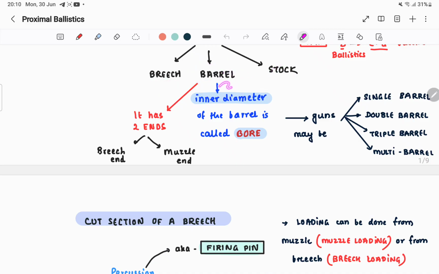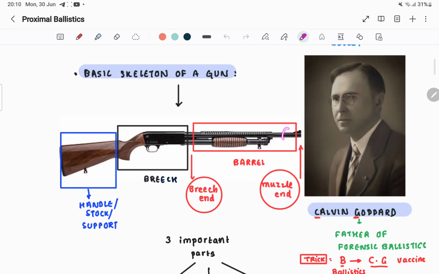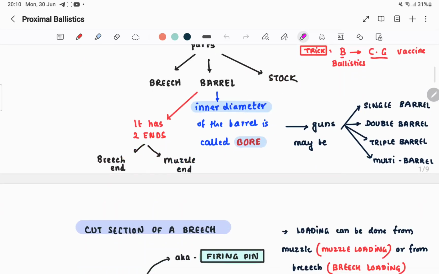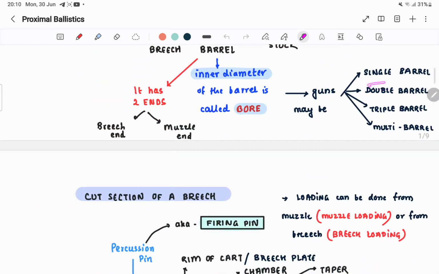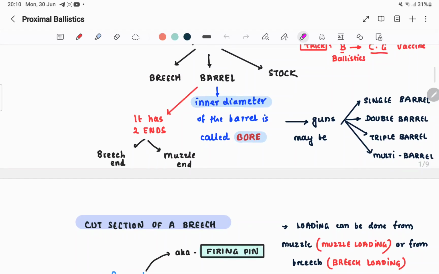Barrel, the inner diameter of the barrel is called bore. So what is bore? Bore is basically the inner diameter. If you're seeing the barrel, there must be a diameter of the barrel. Okay, if you make a cut section, this will be the bore. I will talk more about the bore. Guns can be single barrel, double barrel, triple barrel, multiple barrel. Look at this. This is a double barrel gun. Okay, single, double, triple, multiple. You must have seen in your games also, PUBG. It has 2 ends: breech end and muzzle end.